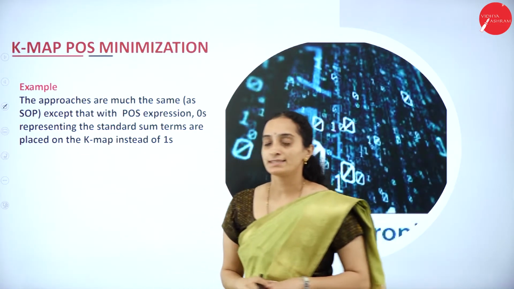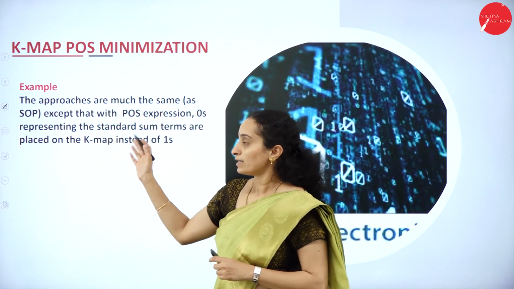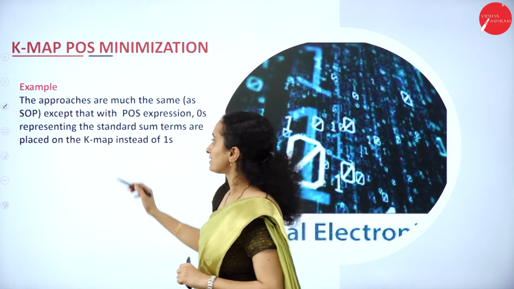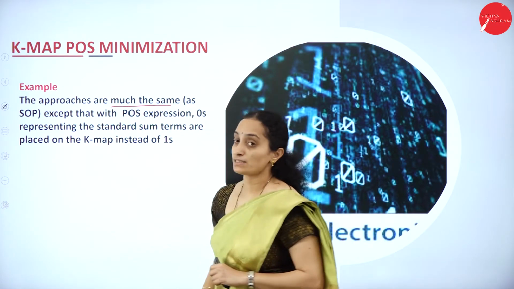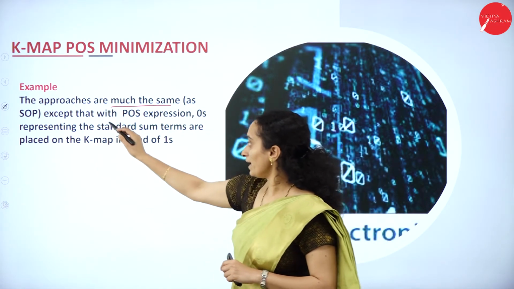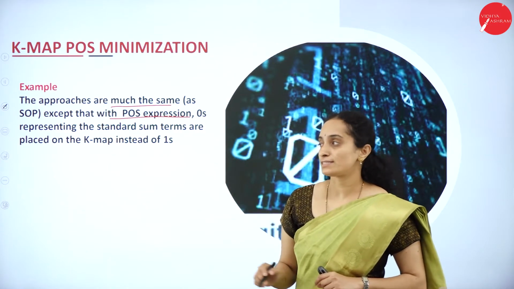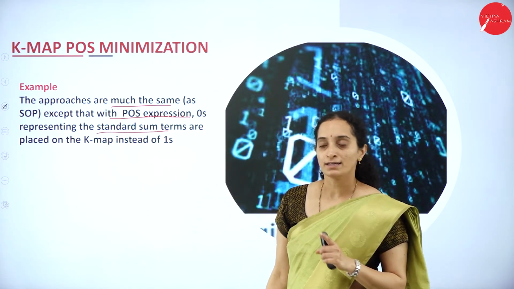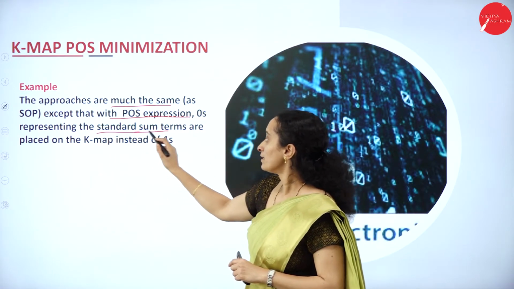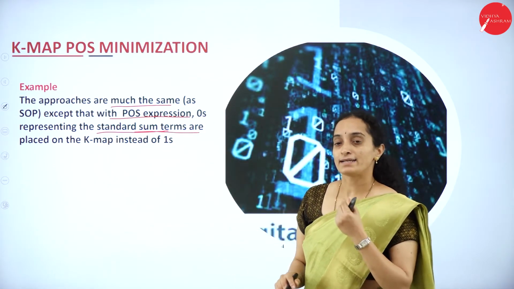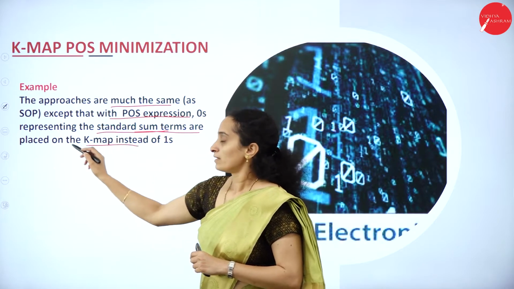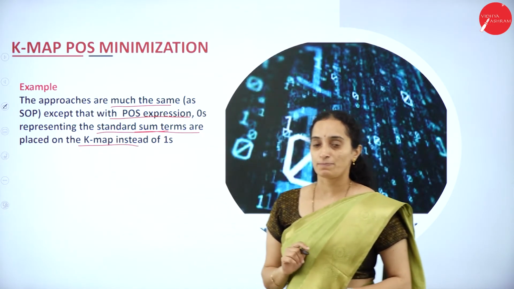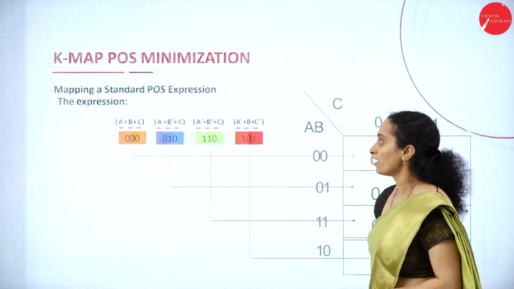Okay. Next concept we need to know is the K-map simplification for product of sum. The approaches are much the same as the SOP except that the POS expression uses zeros. Instead of 1s, they use zeros, which represent the standard sum terms in place of ones. In the POS, zeros will be considered instead of 1.